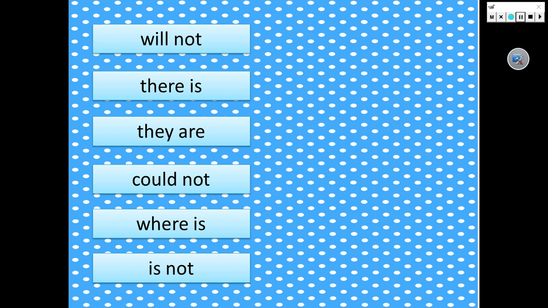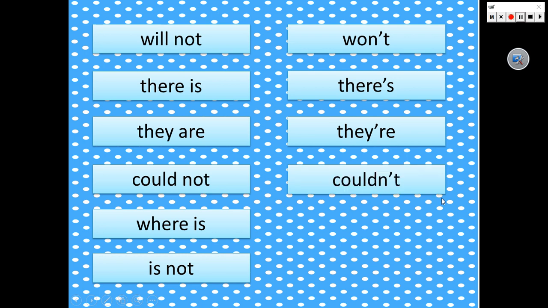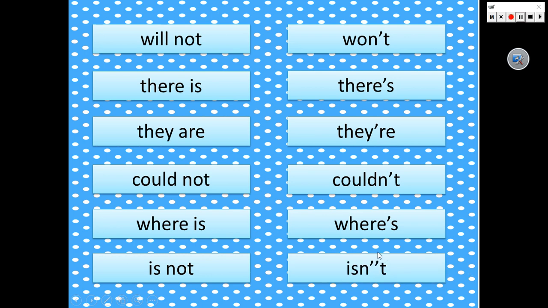All right, here's some more examples. So this one is, this is a tough one, will not. And that one's actually won't. There is, theirs, they are, there, could not, couldn't, where is, where's, is not, isn't. Oop, and it is not supposed to have two apostrophes, so pretend that one's not there.